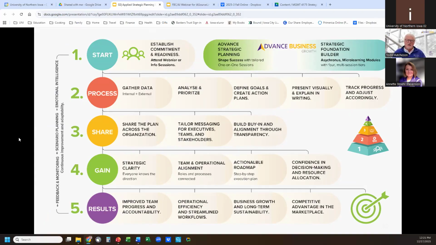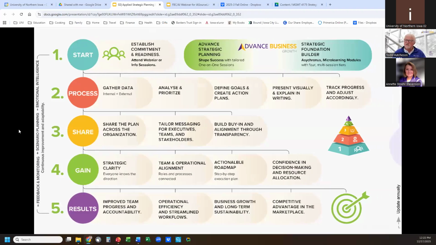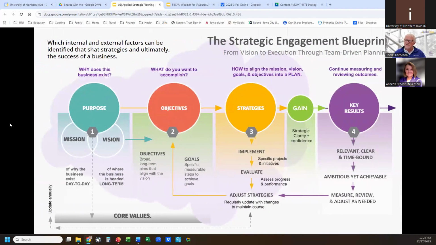Not every process is exactly the same. I've conducted strategic planning with many different organizations in many different industries, many different types of organizations, and they never go exactly the same. There are different parts that are more important for different organizations, but they all follow a very similar process. And it looks kind of like this when you lay it out on a process map. Same kind of bubbles: purpose, objective, strategies, gain, key results.